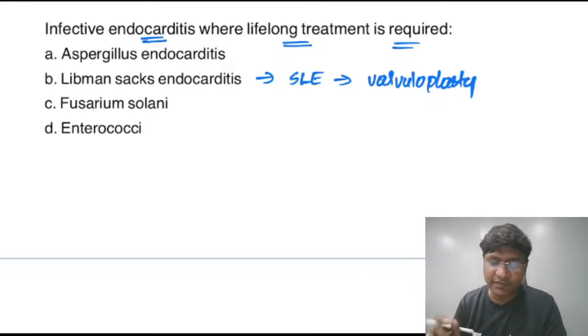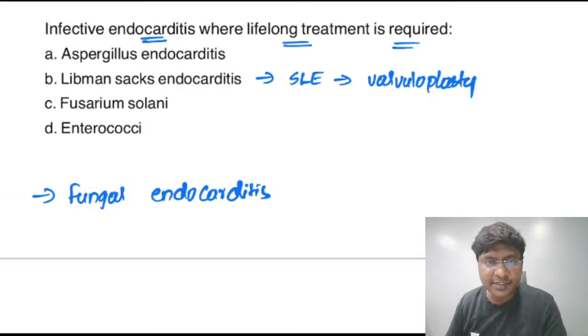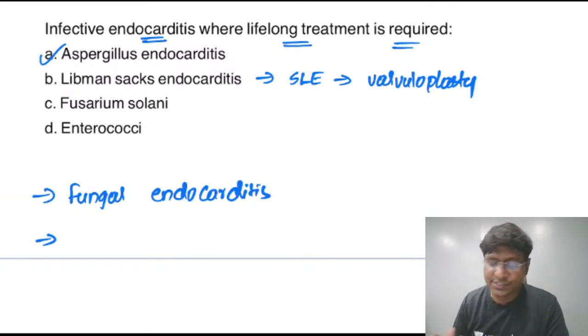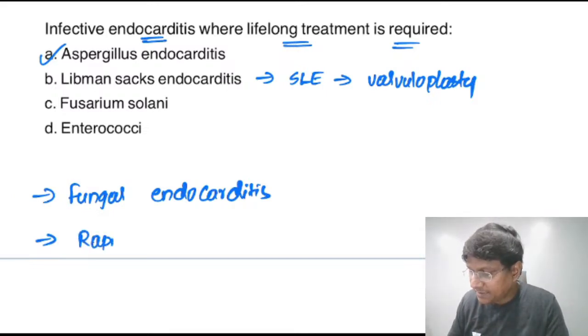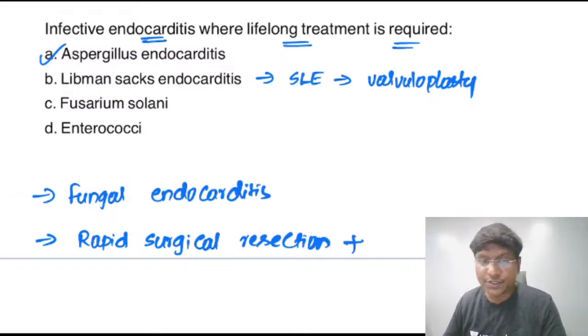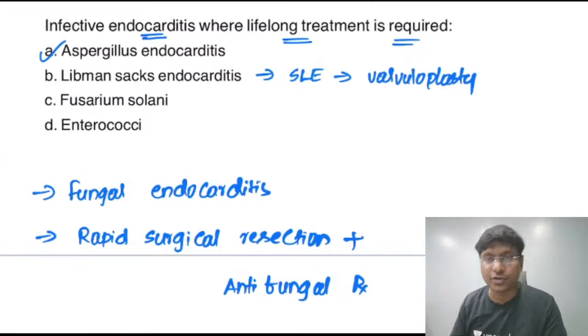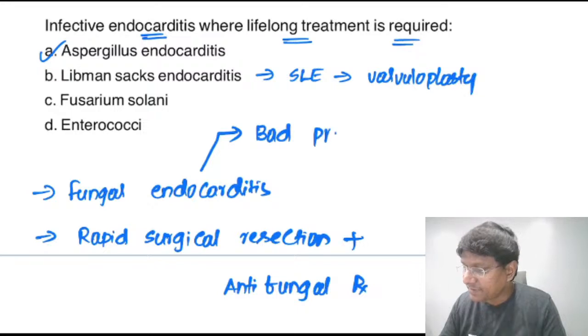Okay. Now, the clinical scenario of infective endocarditis where you require lifelong treatment is fungal endocarditis. Among these, the fungal endocarditis is Aspergillus endocarditis. In Aspergillus endocarditis, you need to give two treatments. One, you should do early diagnosis and rapid surgical resection, and along with that you need to give antifungal therapy. This antifungal treatment you should give lifelong. This is a very rare disease, but the patient will have a bad prognosis.